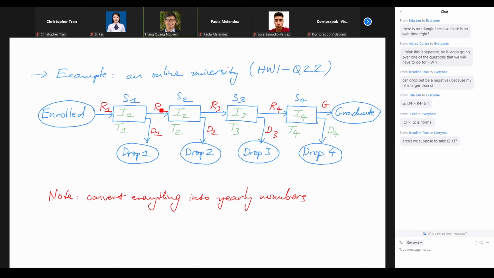Yeah, you take the bigger number, subtract the smaller number, right? If you look at it, R2 is how many people enter stage number two. R3 is the number of students who successfully continue, right? Some of them have already dropped out here, so naturally R3 has to be smaller than R2, because R2 is R3 plus D2. I hope you see that, right?